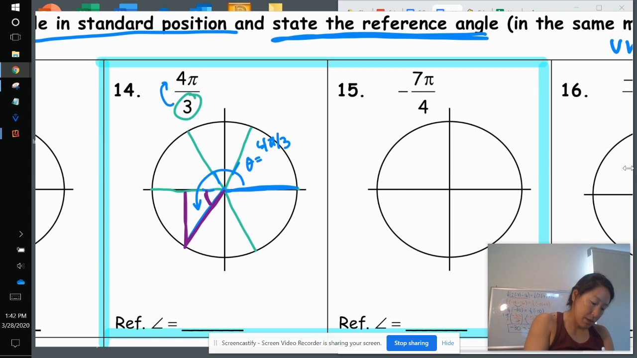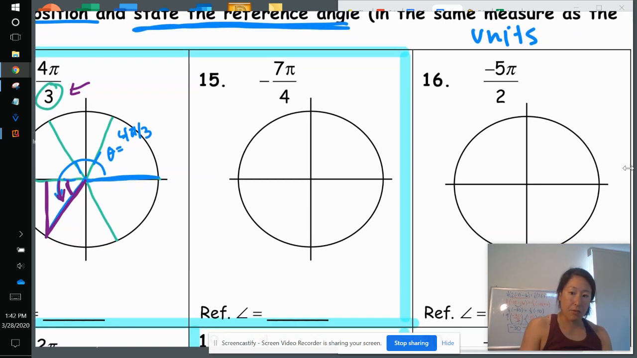That angle is our reference angle, which we call theta prime, and it is basically pi over 3. It's one wedge past the x-axis, so it's going to have a reference angle of pi over 3. A good trick is that whatever the denominator of the original is, it's going to be the denominator of the reference angle. The next one, negative 7 pi over 4.